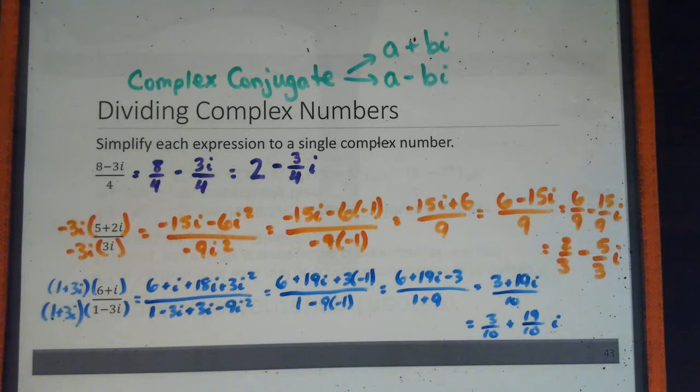So that's how we're going to divide our complex numbers. We are always going to make sure that we do not have an i in the denominator. If we do have i somewhere in the denominator, we're going to multiply the numerator and denominator by the complex conjugate of the denominator.